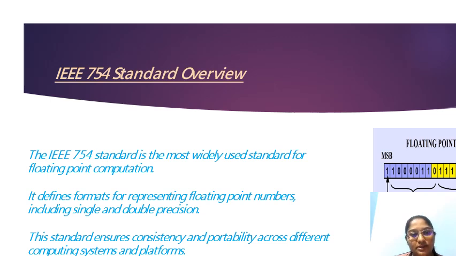IEEE 754 standard overview. The IEEE 754 standard is the most widely used standard for floating point computation. It defines formats for representing floating point numbers, including single and double precision. This standard ensures consistency and portability across different computing systems and platforms.